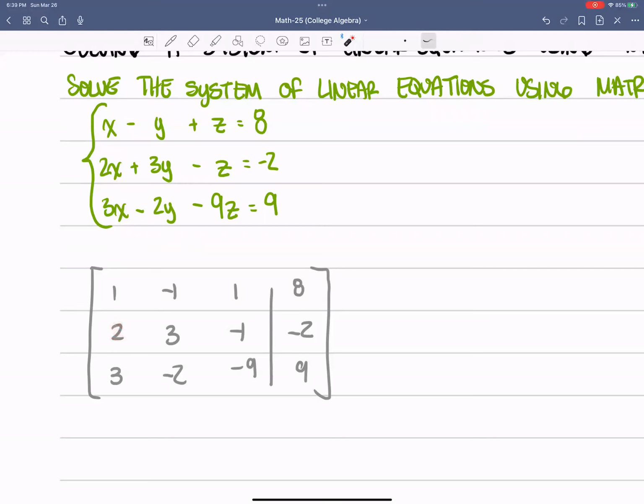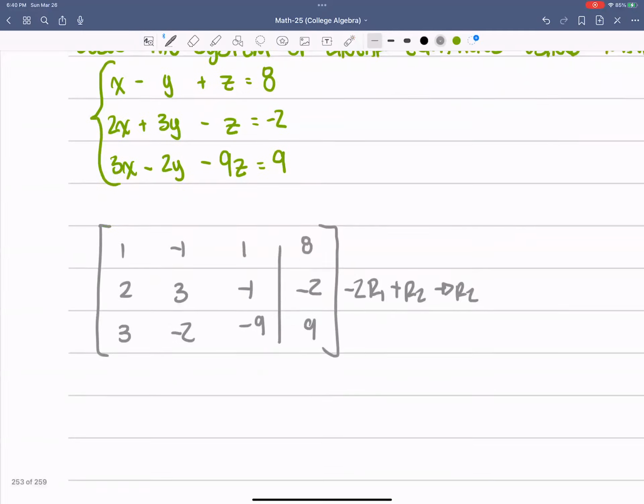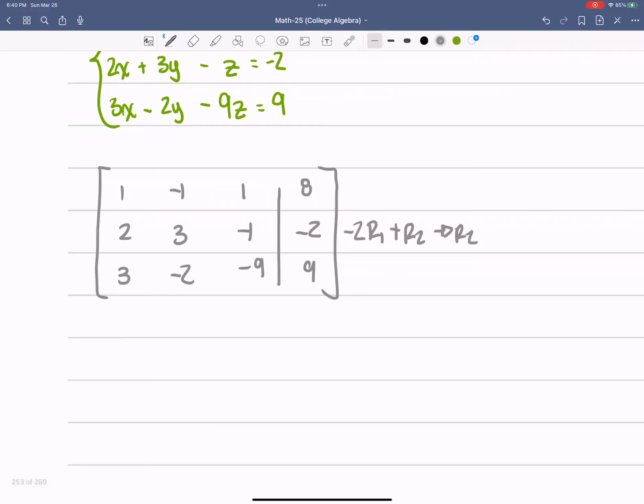So to get a 0 here, we use our working row, row 1, to turn those into zeros. The opposite of 2 is going to be -2. So -2 times row 1 plus row 2 for the new row 2. Similarly, we're going to do the same thing to row 3. The opposite of +3 is going to be -3. So -3 times row 1, our working row, plus row 3, our manipulating row, for the new row 3.